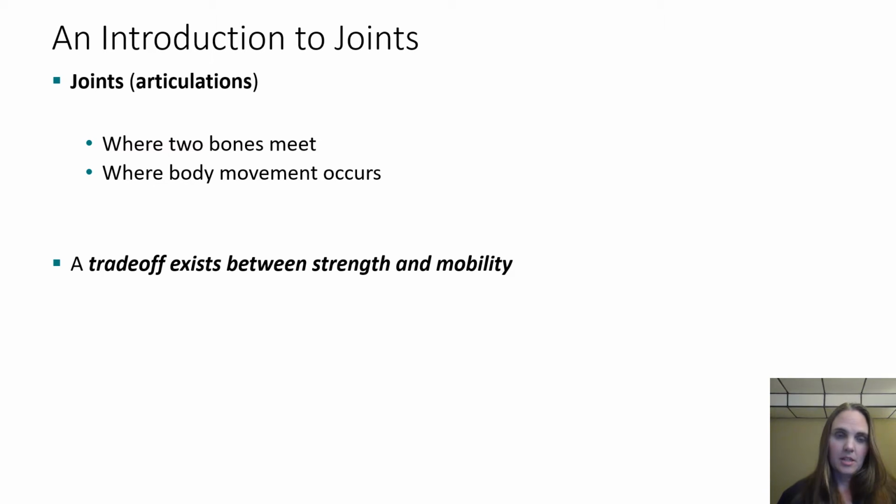So what is a joint? A joint, also known as an articulation, is basically where two bones meet. And this is a spot in our body where movement is going to occur. And when we have joints, there is a trade-off between strength and mobility. The stronger a joint is, the less mobility that we're going to have at that joint, and vice versa. The more mobility, the less strength we will have at that joint.